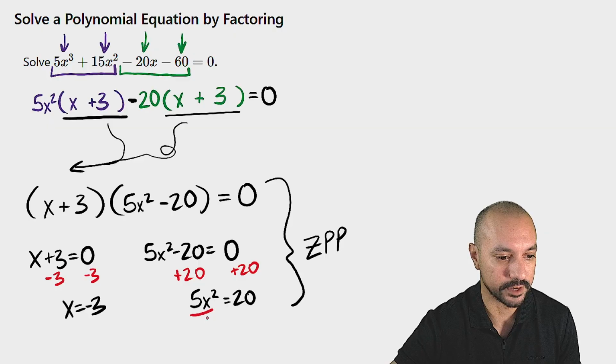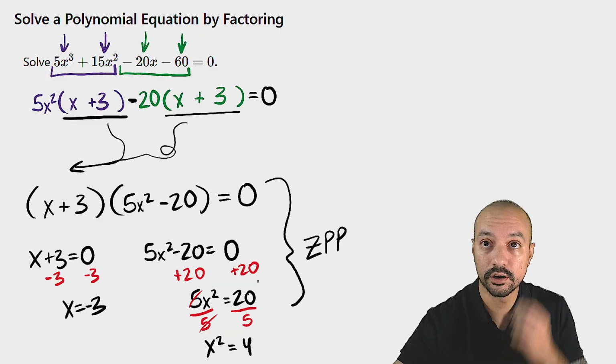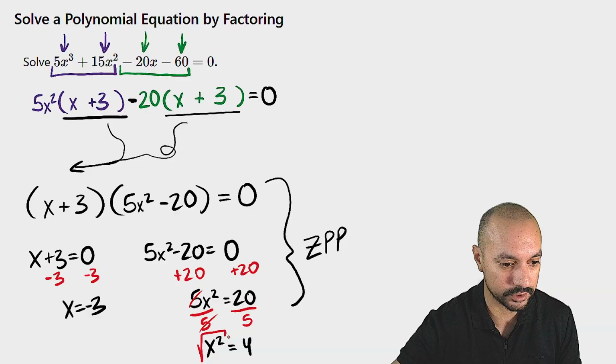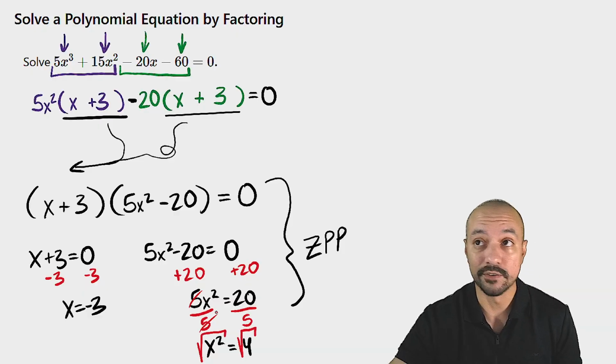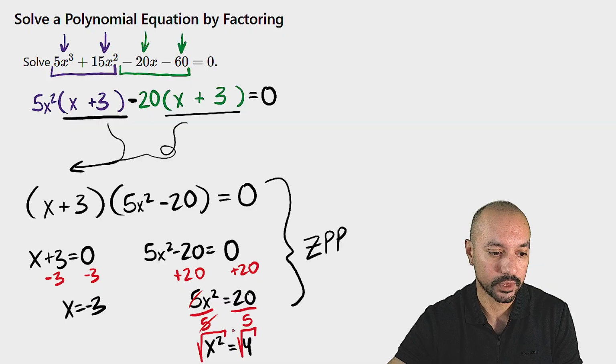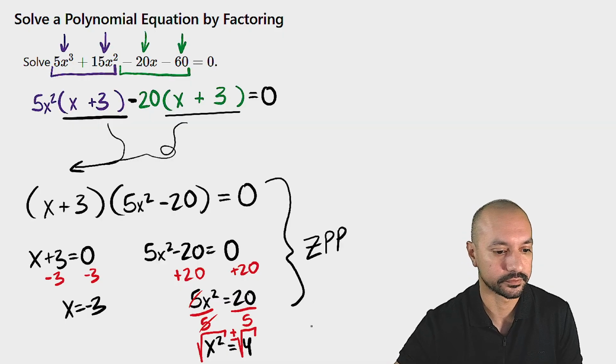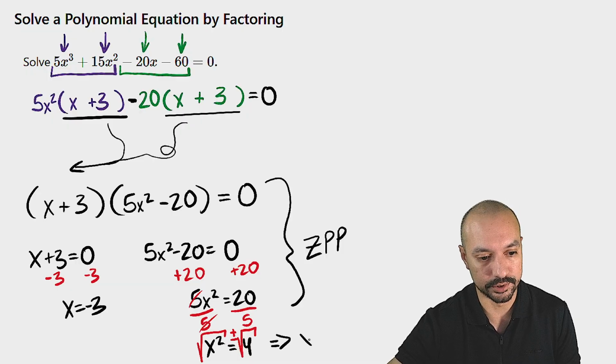I'll divide both sides by 5. I'm just isolating the square here, that way I can set up to use the square root property. I get x squared equals 4. And then from here I can do the square root property. The square root property allows me to apply the square root to both sides. Whenever you use the square root property, you have to also include the plus or minus. And so we end up getting our other two solutions here. x equals plus or minus 2.